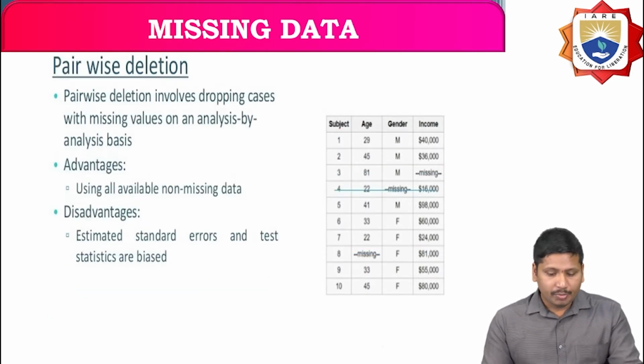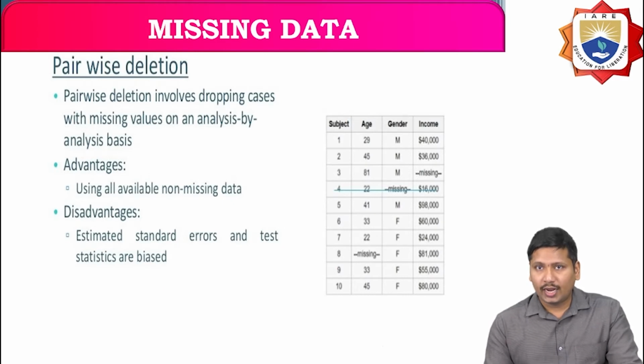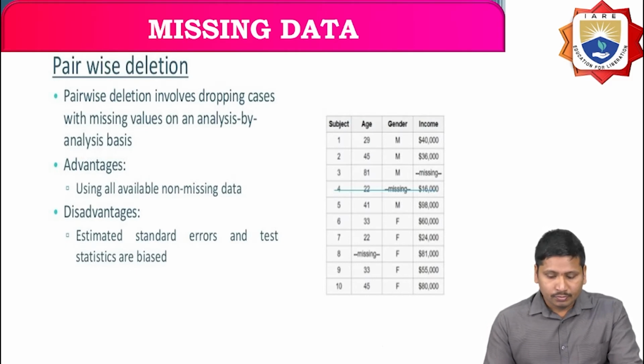The next one is pairwise deletion. In pairwise deletion, we drop the cases with missing values on an analysis-to-analysis basis, right? The advantage is that it uses all the available non-missing data. The disadvantage is that the estimated standard errors and test statistics are biased.